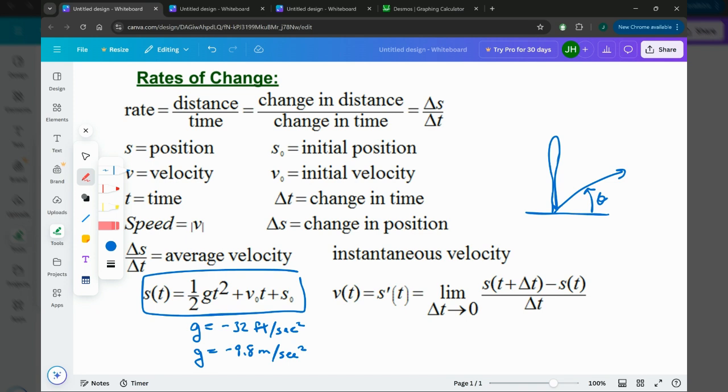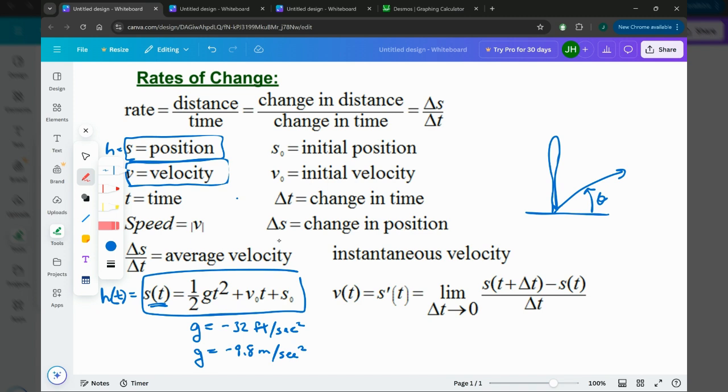Now, in the book that I use, and in a lot of the books that I've looked at, they use s as a position. Some books will use height of the projectile, h of t. This book happens to use s for the position of the projectile. v is the velocity. And when we talk about velocity, we're talking about the velocity right now. We're not talking about average velocity.